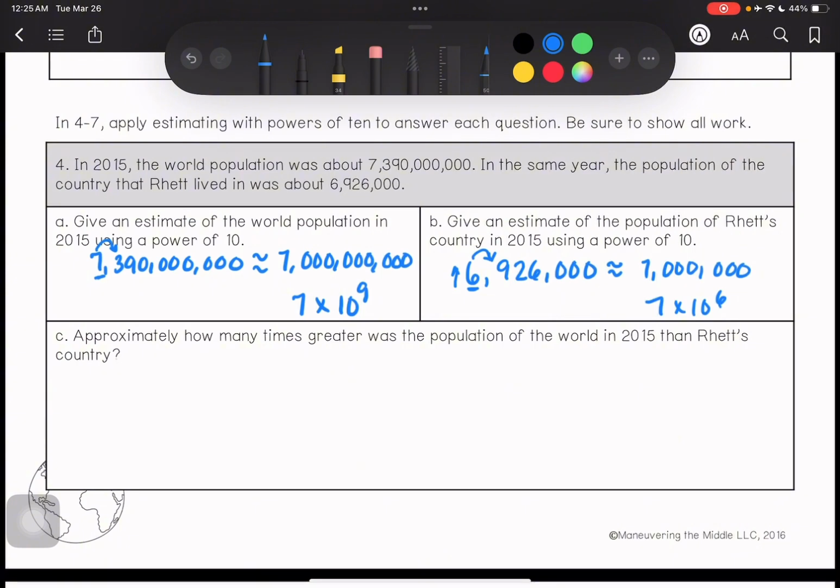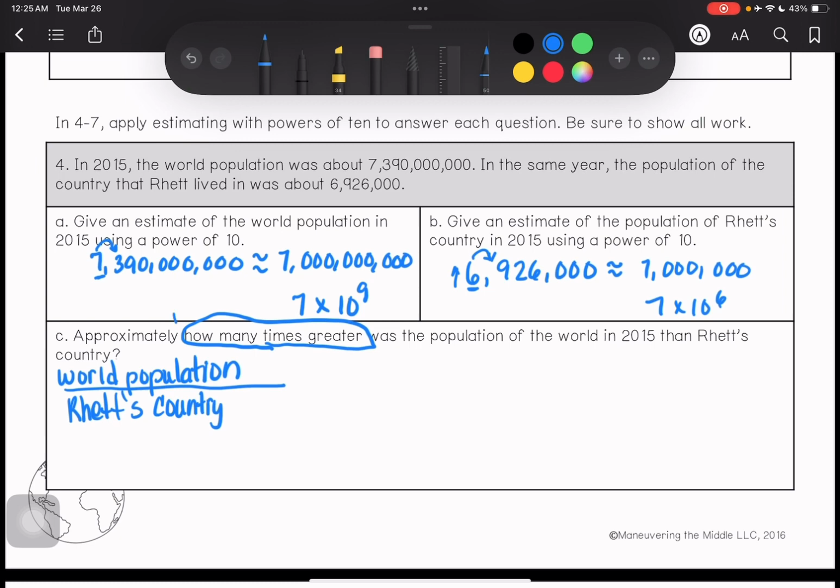Letter C, it says approximately how many times greater was the population of the world in 2015 than Red's country. Okay, first we have our world population. And our world population will be divided by Red's country. Now, what in the problem lets you know that you are dividing? If you said how many times greater, you are correct. How many times greater means to divide.